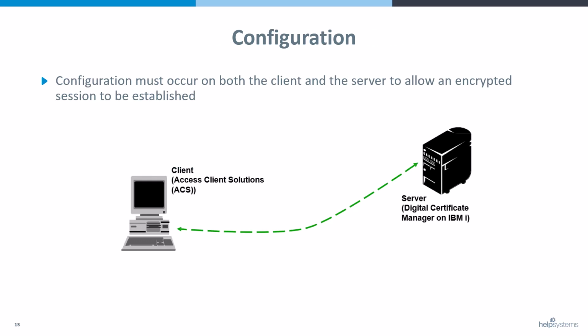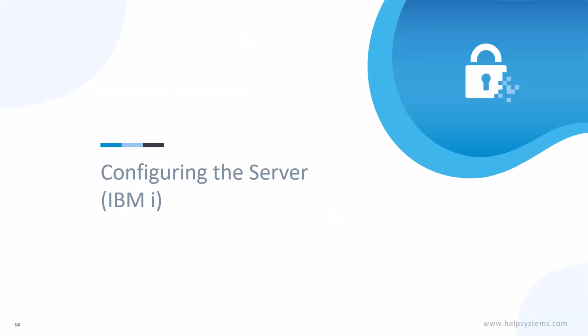When you go to configure Access Client Solutions, you can't just configure Access Client Solutions to request a secure communication with the server and expect it to work. The server also must be configured to allow for those secure communications. So let's get to configuring the IBM i server.